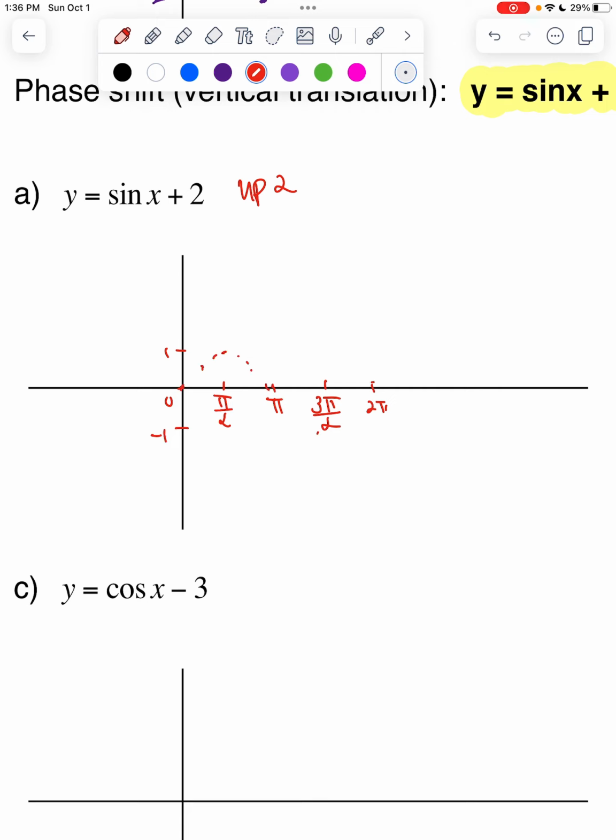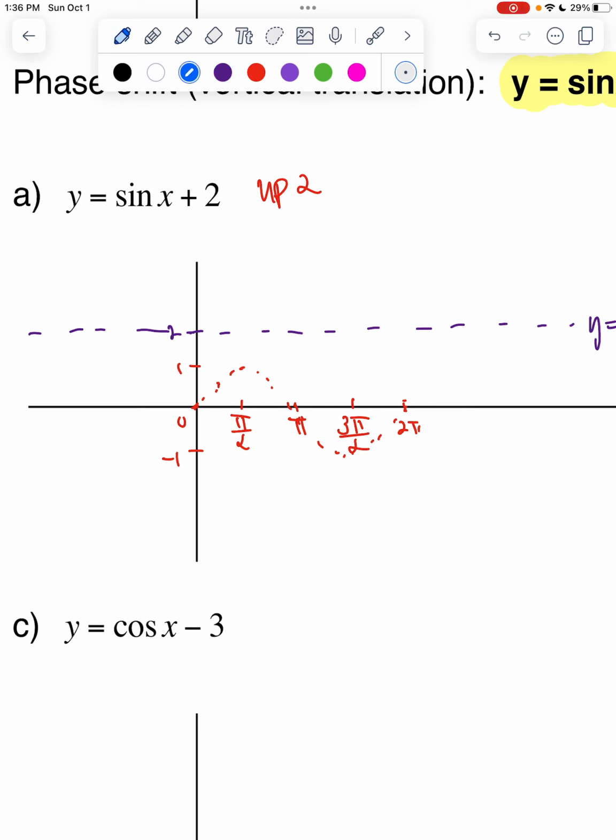There's that parent function of sine of x. We're going to move up 2, so actually our new midline is at y is equal to 2. And with this, I'm just going to shift all my points up 2. So then my first point is going to start at 2.